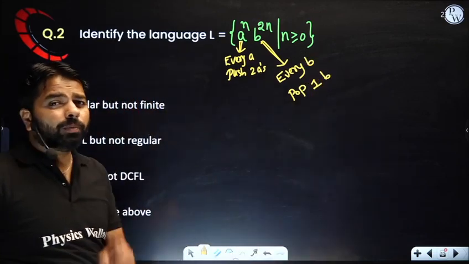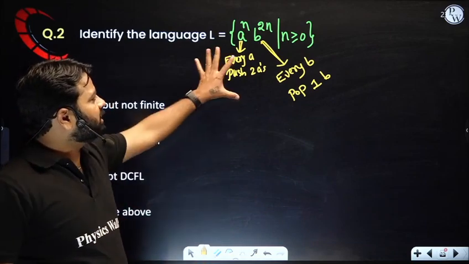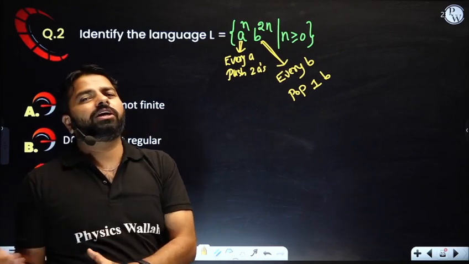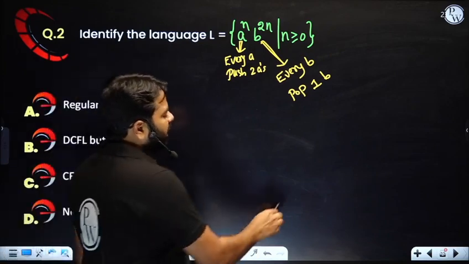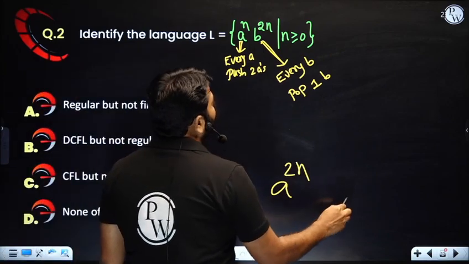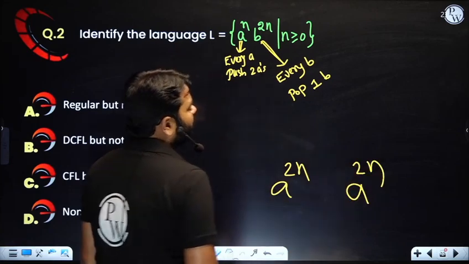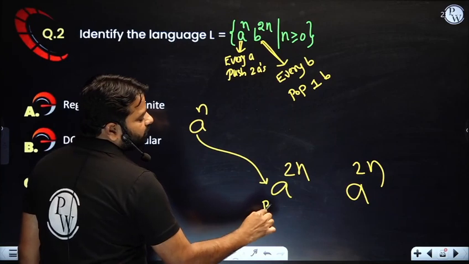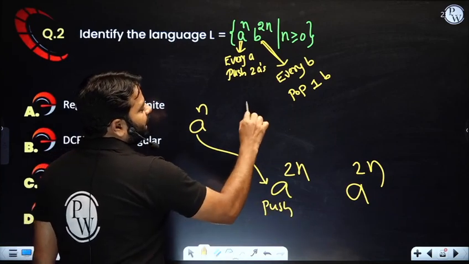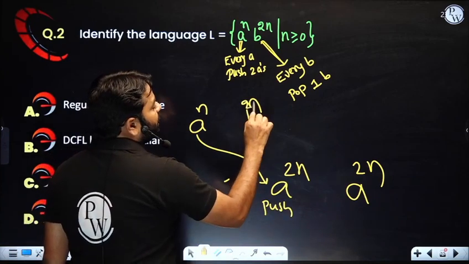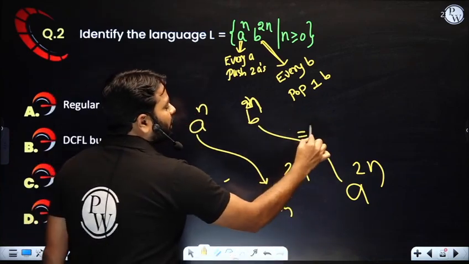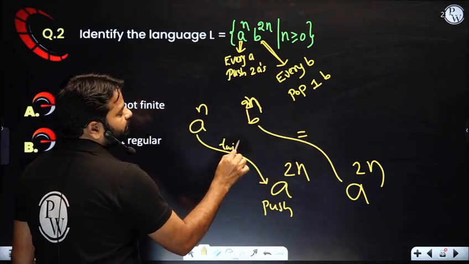Every 1 B, you pop 1 A. That's how, at the end of the input, when dollar comes, you should have only Z naught. How has this happened? You were trying to do A power 2n. When A power n comes, you do this many pushes. When B power 2n comes, you pop that many A's. This is going to be twice.